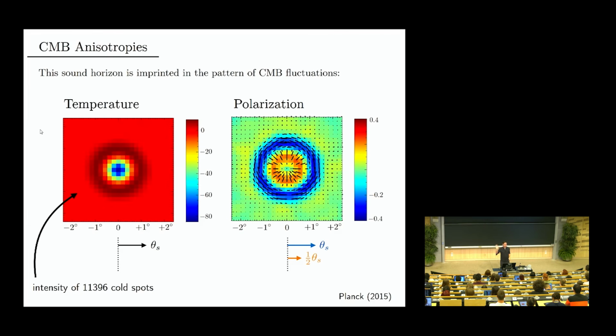Ignore the right-hand side. The right-hand side is for polarization. It has more detailed information about these fluctuations. So let's just focus on the left. This is the stacking of 10,000 cold spots, and it becomes spherically symmetric. And it has a characteristic scale here in black imprinted.